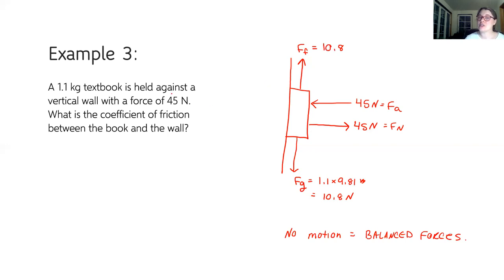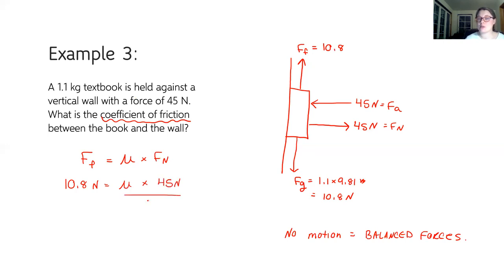This time, we still have Newton's first law that says if there's no motion, the forces are balanced. All right, now let's figure out what we need to find the coefficient of friction. Well, just write your friction formula. Force of friction is equal to mu, the coefficient of friction, times the normal force. Then go back to our diagram and substitute in what you know. We knew the force of friction was 10.8 because it balances gravity. That equals the coefficient of friction times the normal force. The normal force balanced my push into the wall because the wall pushed back on me.